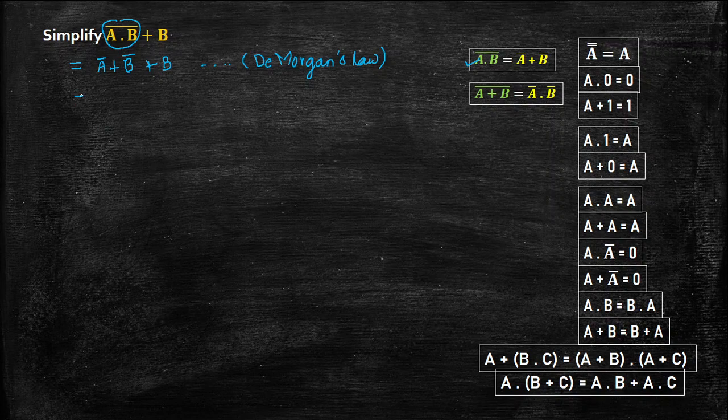Now you have three elements present in the Boolean expression: A complement plus B complement plus B only. Now take a look at these two terms together: B complement plus B. Now take a look at the laws where you can find similar types of terms. Yes, these are the terms. Here you can see A plus A complement is equal to 1, right?